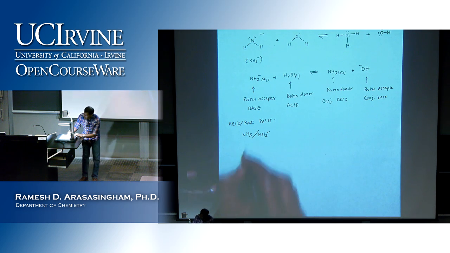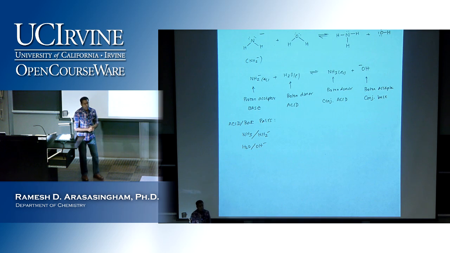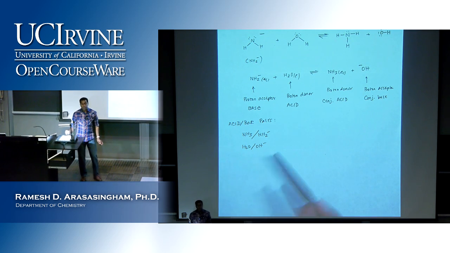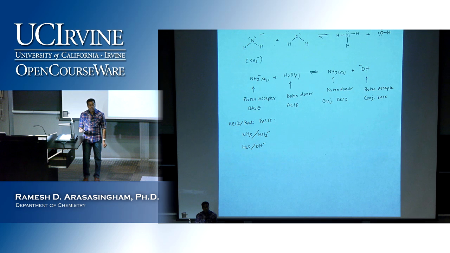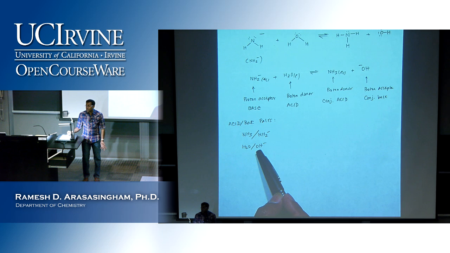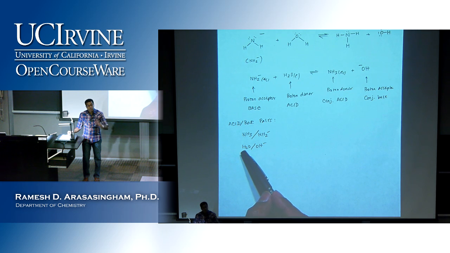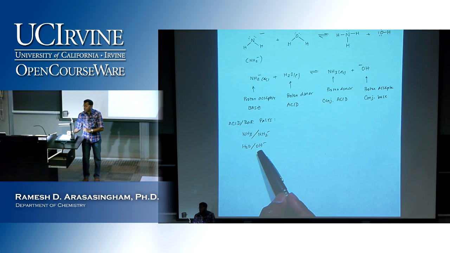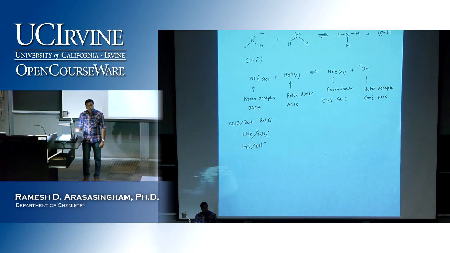All right? Similarly, we have water and OH minus. The conjugate acid-base pair here would be H2O and OH minus. The only difference between them is that this has an extra hydrogen, this has one less hydrogen. So this is the donor, this will be the acceptor. And so these would be the two conjugate acid-base pairs here.